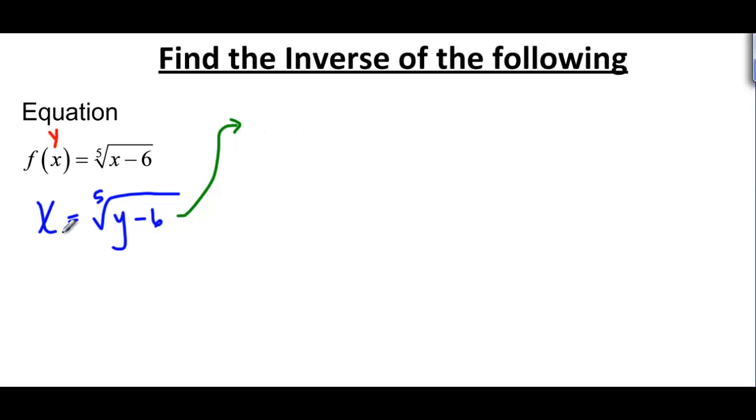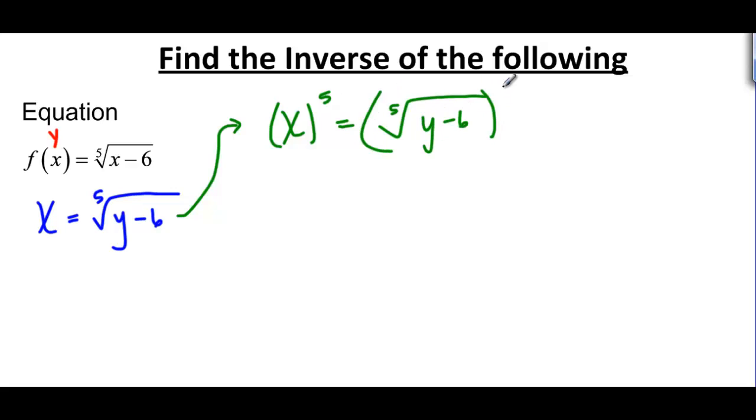So the first step I'm going to have to do is, since I have the 5th root, to get rid of a 5th root, I have to take it to the 5th power. So remember, I have x equals the 5th root of y minus 6, but to get rid of that, I'm going to take it to the 5th power. This is the same thing as if I had a square root, I would square both sides. If I had a cube root, I'd cube both sides. So now I get x to the 5th power is equal to y minus 6.